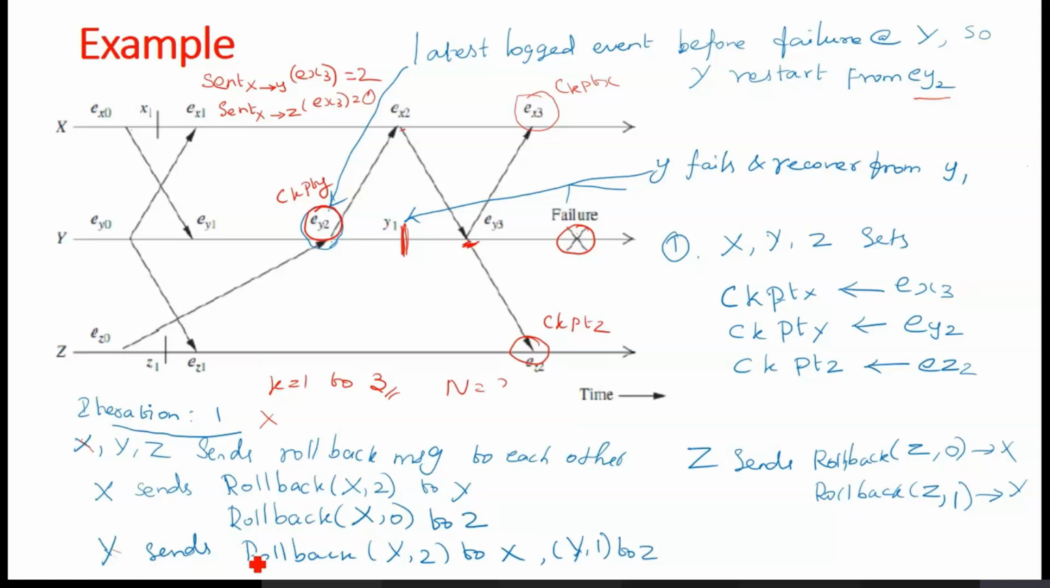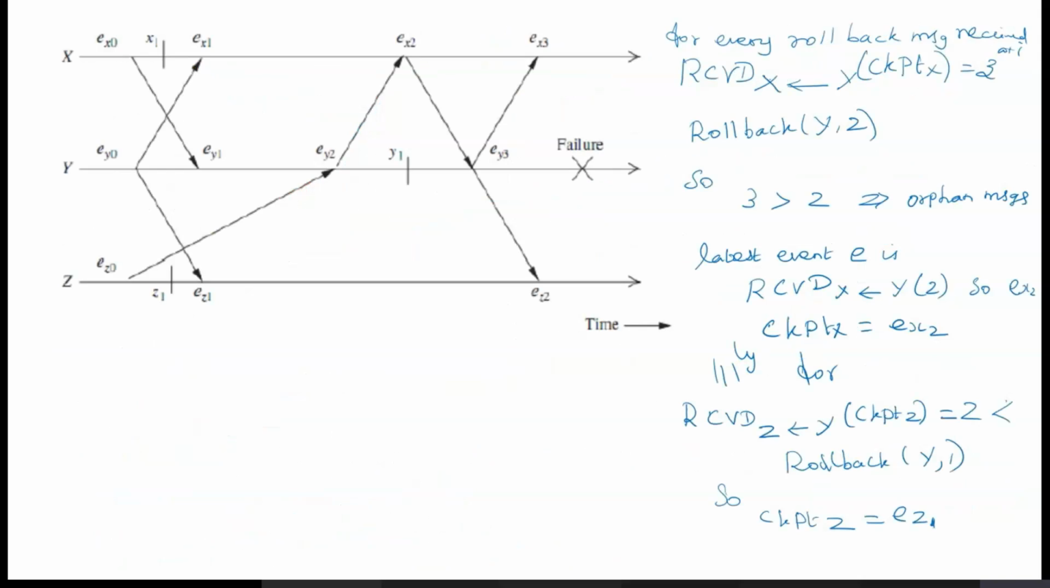Don't look at this now, it's not needed. Rollback of X comma 2, rollback of X comma 0. Okay, move on. But now, on receiving the rollback message from X, rollback of X comma 2 goes to Y, and similarly rollback of X comma 0 is sent to Z.